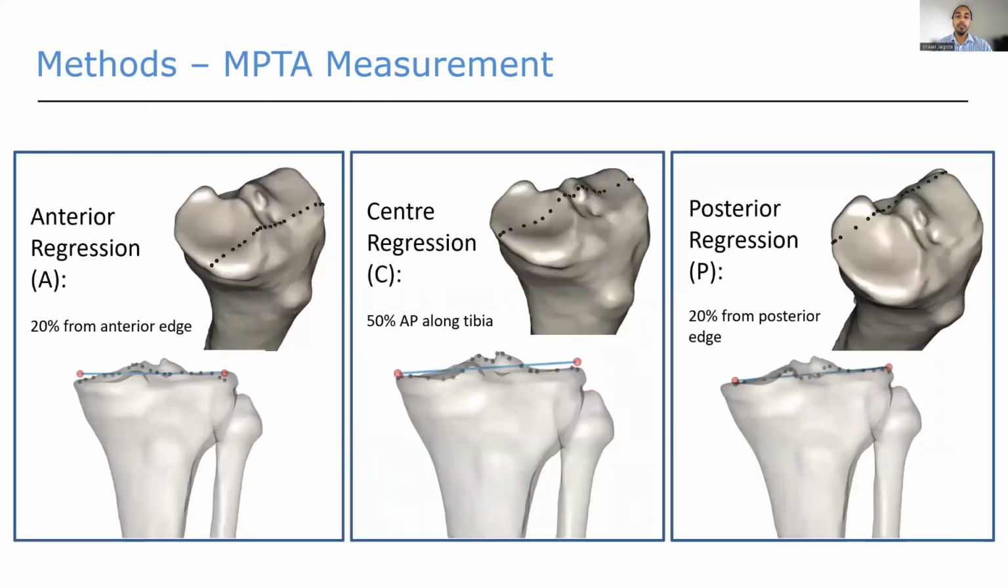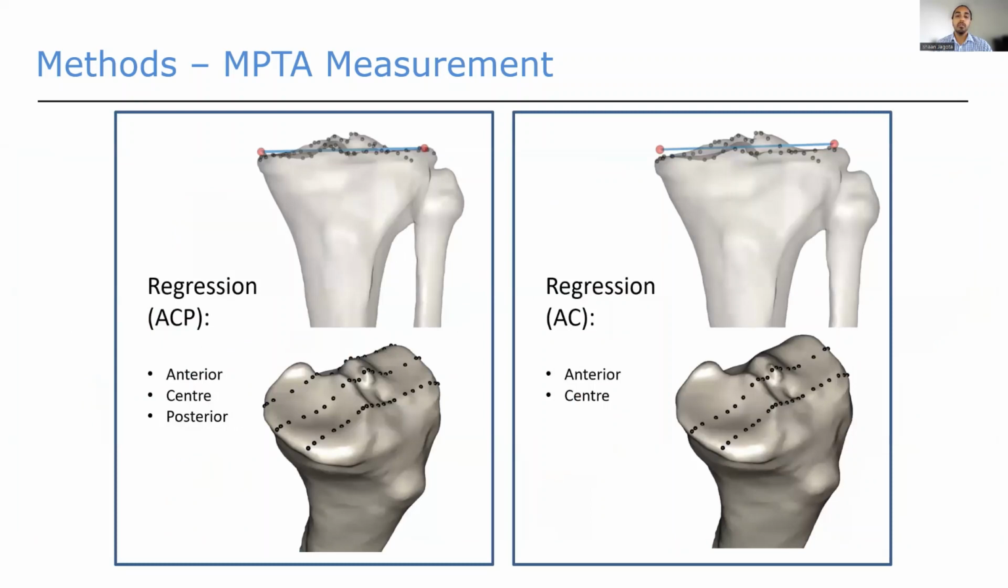This was assessed at 3 cross-sections: the anterior, which was 20% from the anterior edge of the proximal tibia, the central region, which was 50% from the anterior edge or posterior edge of the proximal tibia, and the posterior region, which was 20% from the posterior edge of the proximal tibia. We also used a combination of these cross-sections to create regressions, including the ACP, which considered points along the anterior, central, and posterior cross-sections, as well as the AC, which focused on just the anterior and central regions.